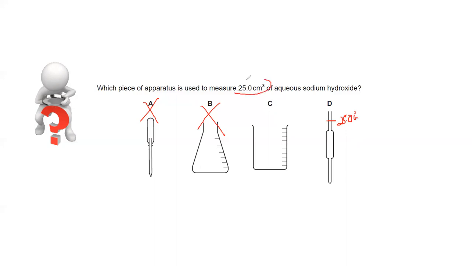And when they mention 25.0 cm cube, it means we want to measure it accurately. Otherwise, they would only write 25 cm cube, but they wrote 25.0. It means we want to measure it accurately. So which apparatus can measure 25.0 accurately? That is the pipette. A beaker can measure, but that will not be accurate. It can measure 25 cm cube, but not with accuracy. So D is the right answer for this question.